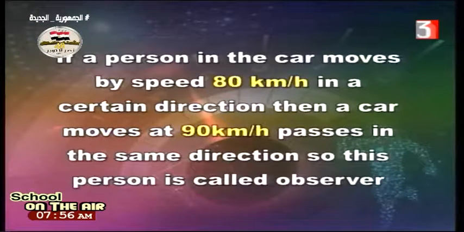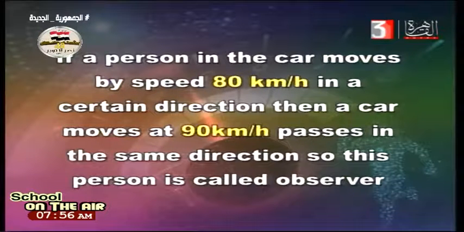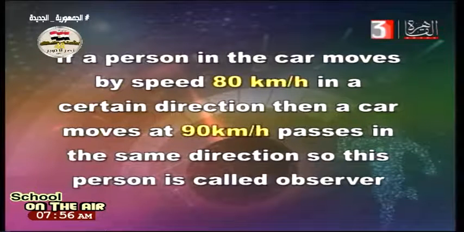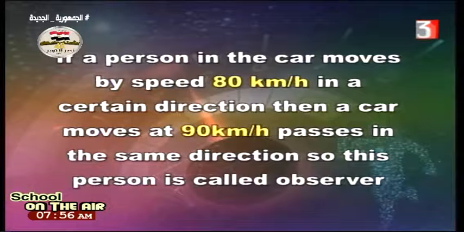Relative speed again, because this part is where there may be some difficulty in the problems. To understand it better, let's say it another way. If a person in a car that moves at 80 km in a certain direction, then a car moving at 90 km passes him in the same direction, this person is called the observer. Called what? Observer.